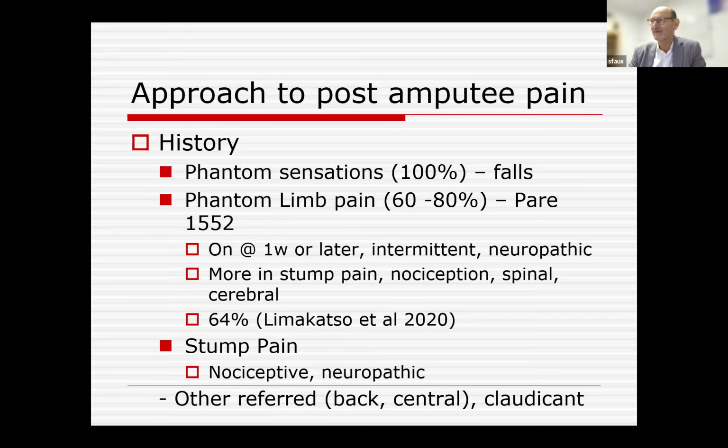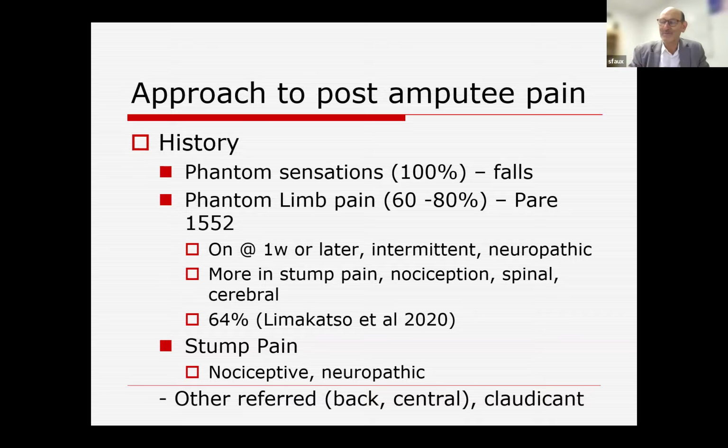Phantom limb pain was described in 1552 by Paré, one of the famous surgeons during the Franco-English War, and he noted that the pain came on about a week or so after the amputation, and that there was more of it. It's usually intermittent, but it can be prolonged. There was more of it if there was stump pain or spinal disease or cerebrovascular disease, and the most common rate is about 64%.